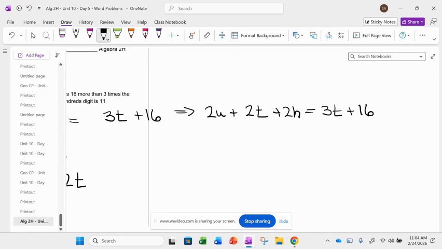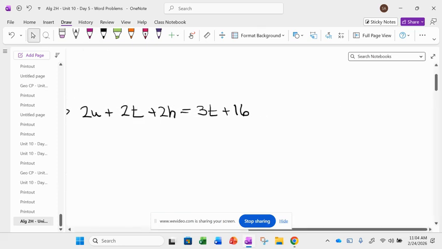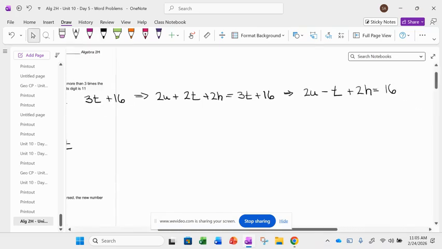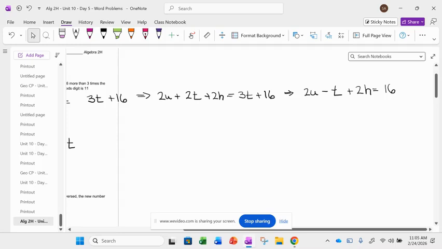Is this good? No, this is not good. What should I do? Ariana? Subtract the 3T. So we're going to end up with 2U minus T plus 2H equals 16. Now, does it matter whether the H is first, the T is first, or the U is first? It doesn't matter which one is first as long as I stay consistent, right? So if I want to leave this as UTH, that means everything else has to be UTH. Are we okay with that?